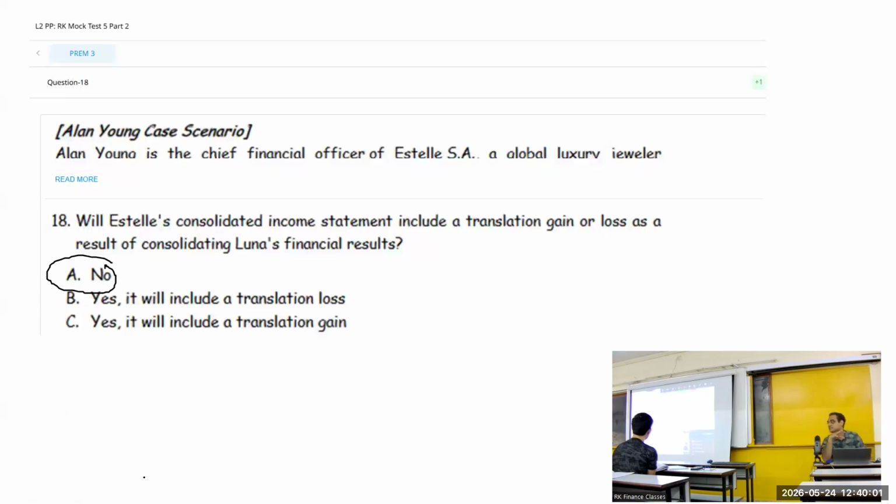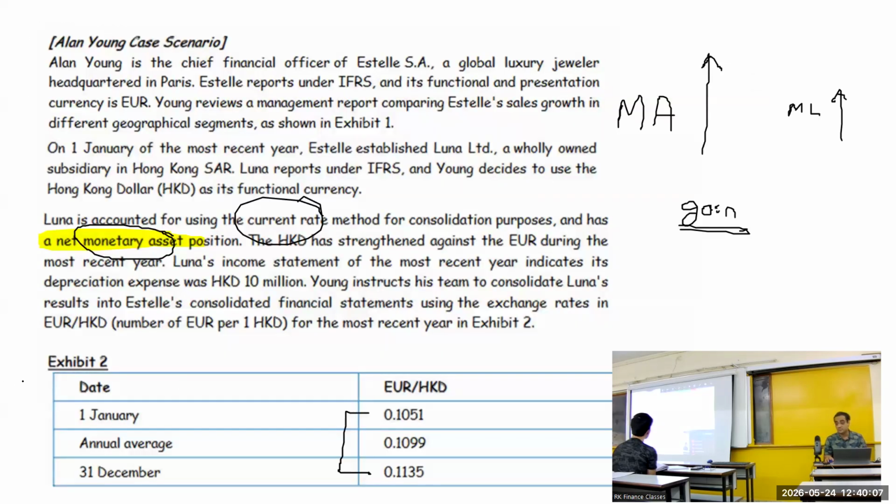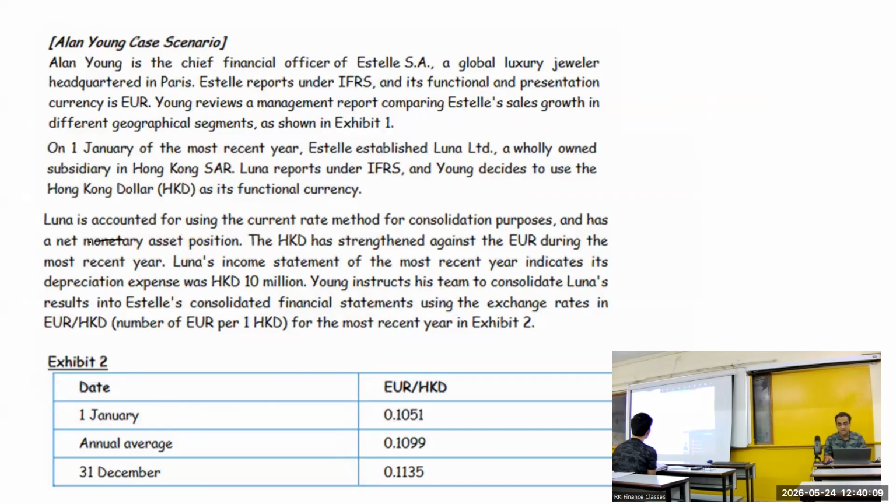Any other answers? Let me know. If you assume the assets are more, not net monetary assets, if I assume that there is a net asset, okay, apart from that, I don't think there was anything in this.